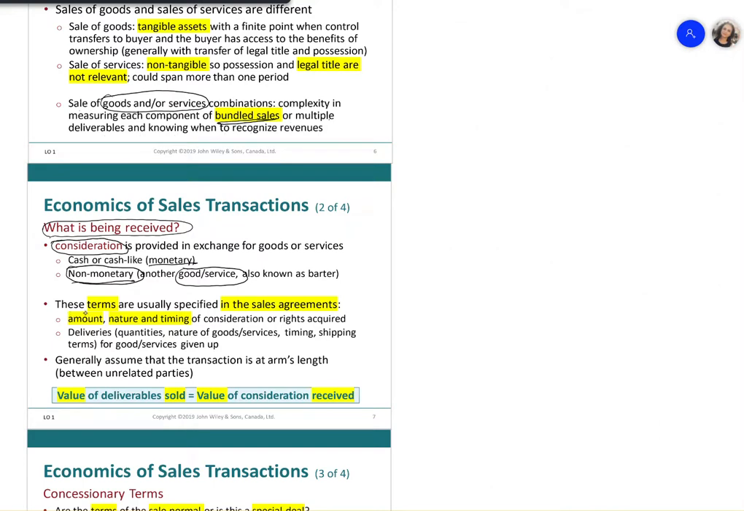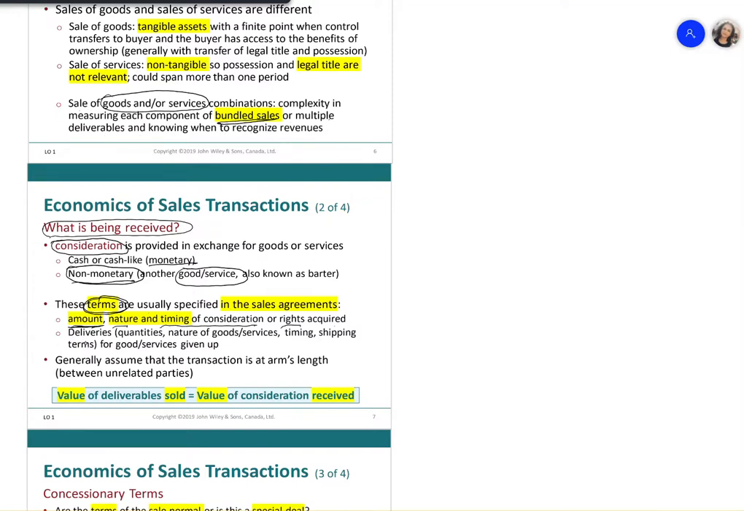Now, the terms are usually specified in the sales agreement. Any terms, how they're going to pay us, are all specified in the sales agreement. When we do a sales agreement with a customer, the amount of the sale, the nature and the timing of the consideration, or the rights acquired, are all included in the agreement.